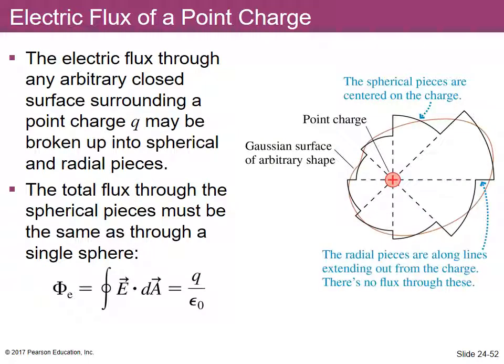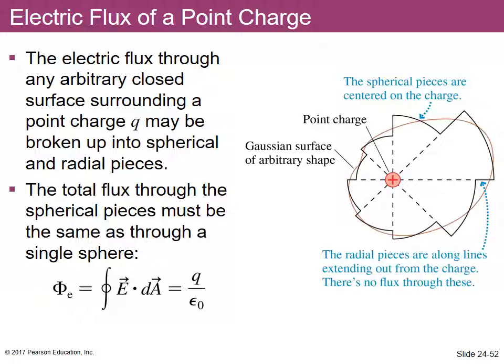The electric flux through an arbitrary closed surface surrounding a point charge q may be broken up into spherical and radial pieces. The electric field is everywhere tangent to the radial piece. Hence, the electric flux through the radial piece is zero. The spherical pieces, although at varying distance from the charge, form a complete sphere. That is, any line drawn radially outward from the charge will pass through exactly one spherical piece, and no radial line can avoid passing through a spherical piece.